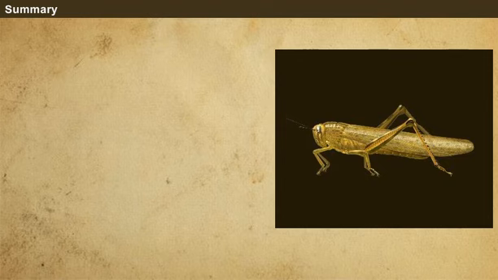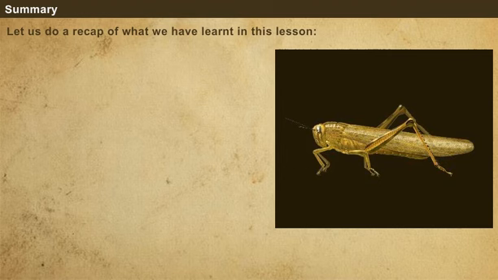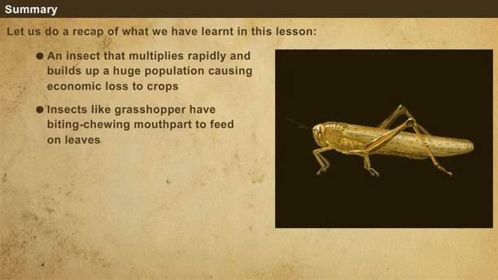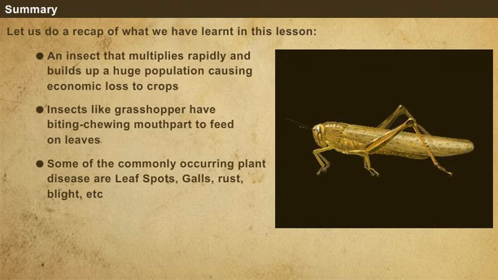Summary. Let us do a recap of what we have learned in this lesson. Insect pests multiply rapidly and build up a huge population, causing economic loss to crops. Insects like grasshoppers have biting, chewing mouthparts to feed on leaves. Some of the commonly occurring plant diseases are leaf spots, galls, rust, blight, etc.